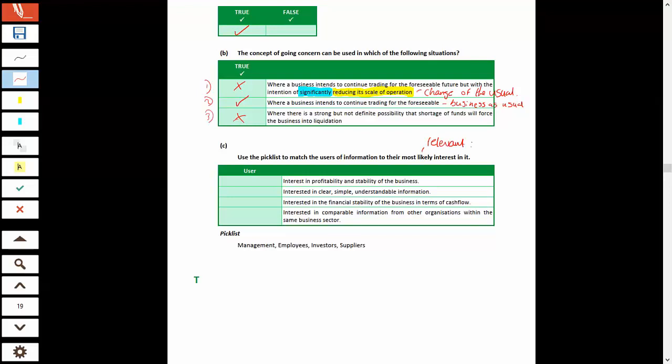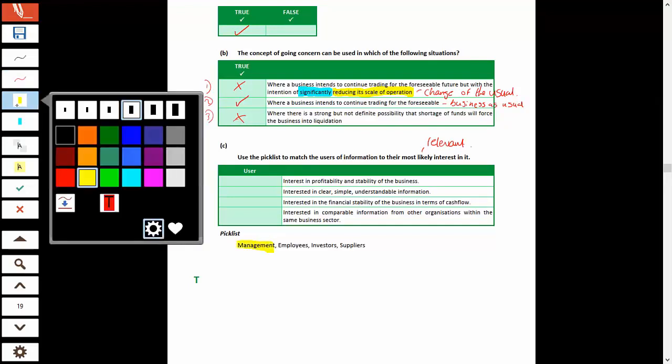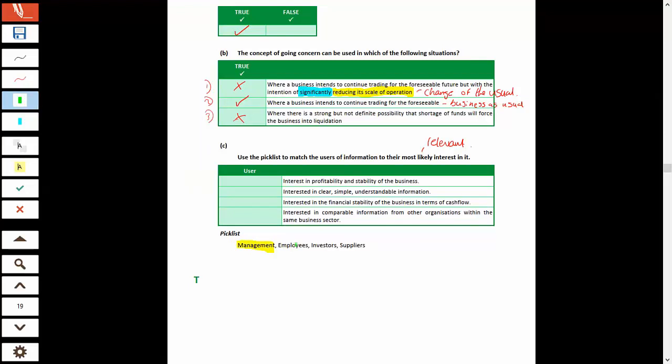The most relevant user. I'm going to go into a bit of detail just to see how we get to that. So let's just look at what we've got. We have management. We have employees. We've got investors. And finally, we have suppliers. So we've got 4 individual users of financial information, and we've got 4 pieces of information, haven't we? So it stands to reason that there's going to be one for each. We're not going to have none for suppliers, for example.